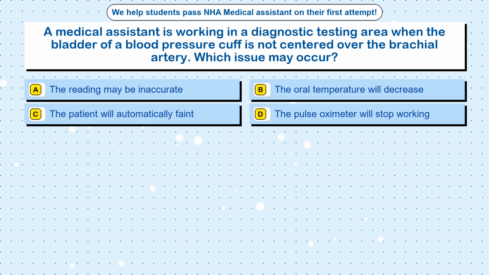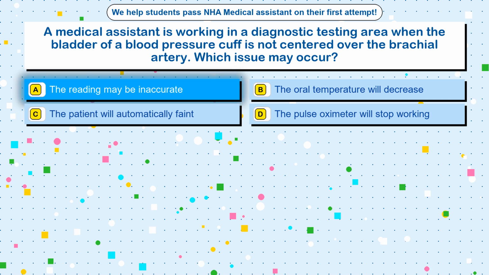Question 74. A medical assistant is working in a diagnostic testing area when the bladder of a blood pressure cuff is not centered over the brachial artery. Which issue may occur? Option A. The reading may be inaccurate. Option B. The oral temperature will decrease. Option C. The patient will automatically faint. Option D. The pulse oximeter will stop working. The correct answer is option A.